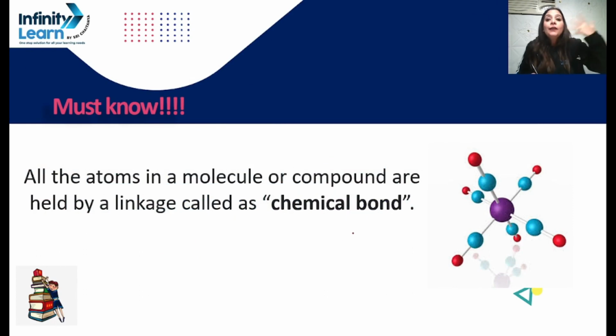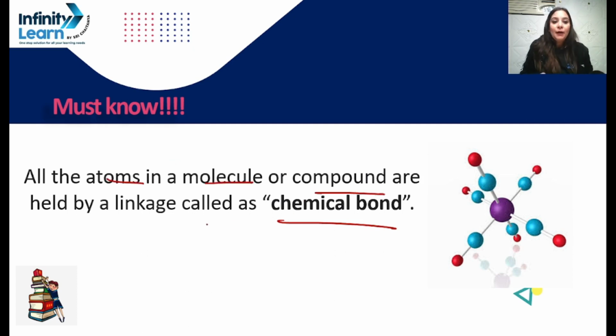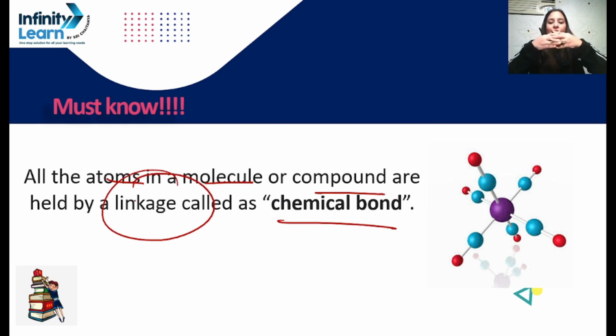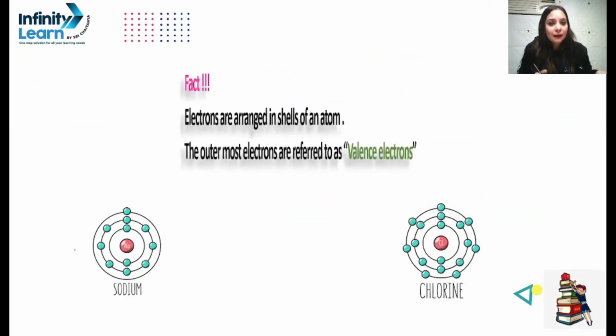So they are looking for stability. So how can they be stable? By combining with some other atom. And when they combine with some other atom, they are linked up by a chemical bond. That linkage is called a chemical bond. So all the atoms in a molecule or in a compound are held by a force, a linkage, that is called a chemical bond.